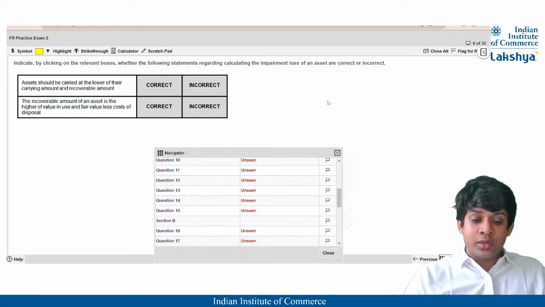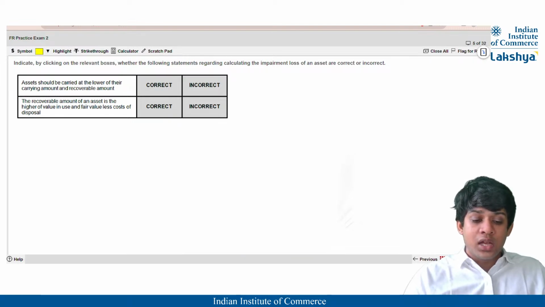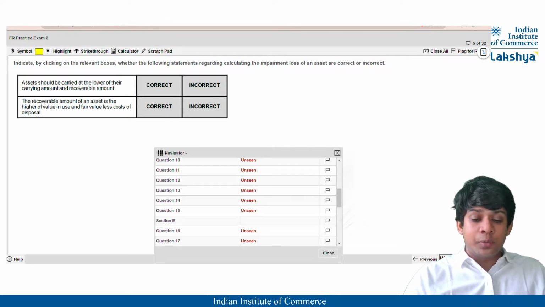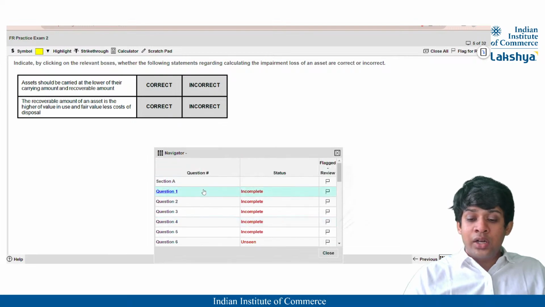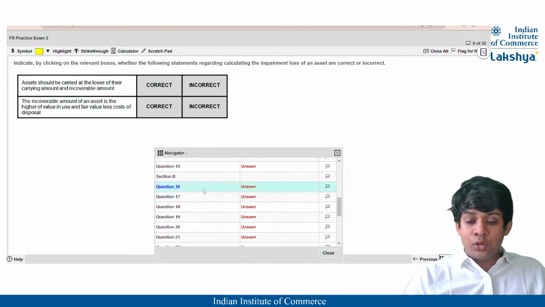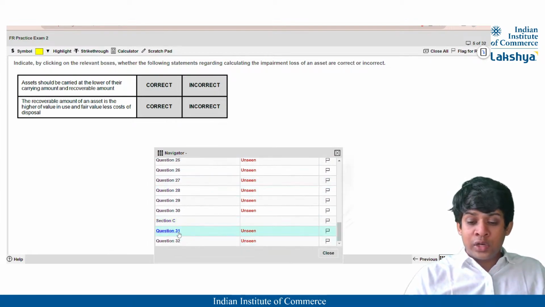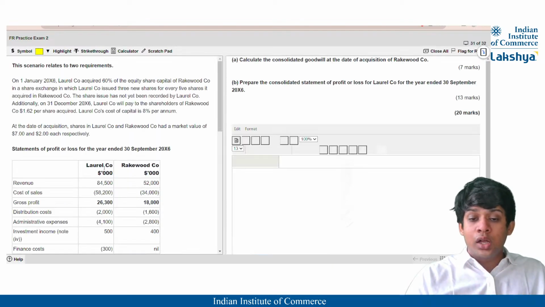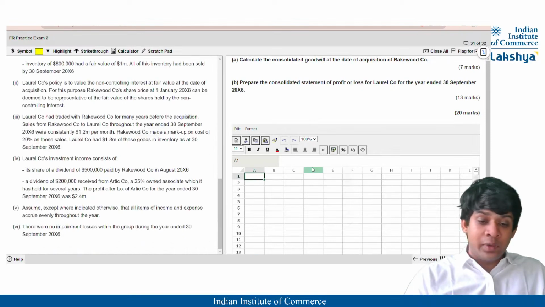Then jumping to your section B. Okay. How are you supposed to jump? See, you can click on this right hand side corner. The navigator option is there, so you can click on it. Okay, whichever question you want to jump to. If you want to solve question C, you just click on this question. Don't click here. Okay, it'll open. Oh, it has opened now.